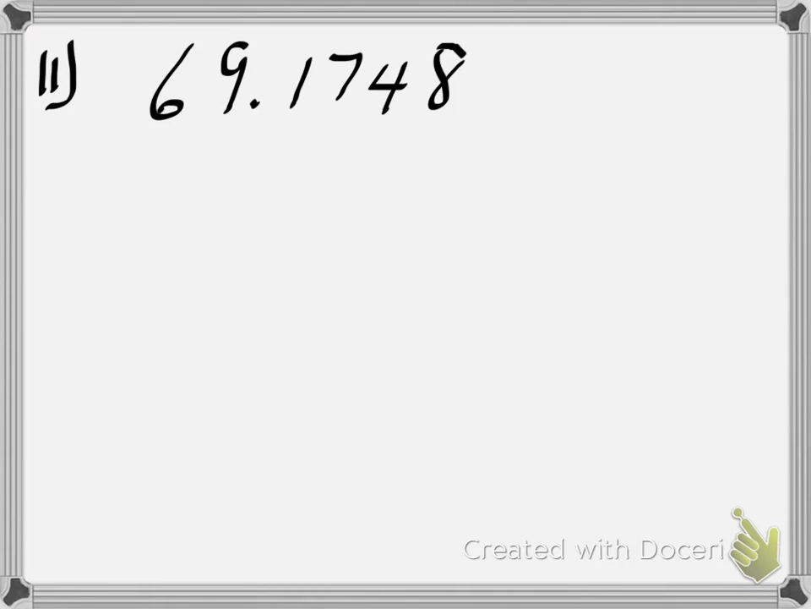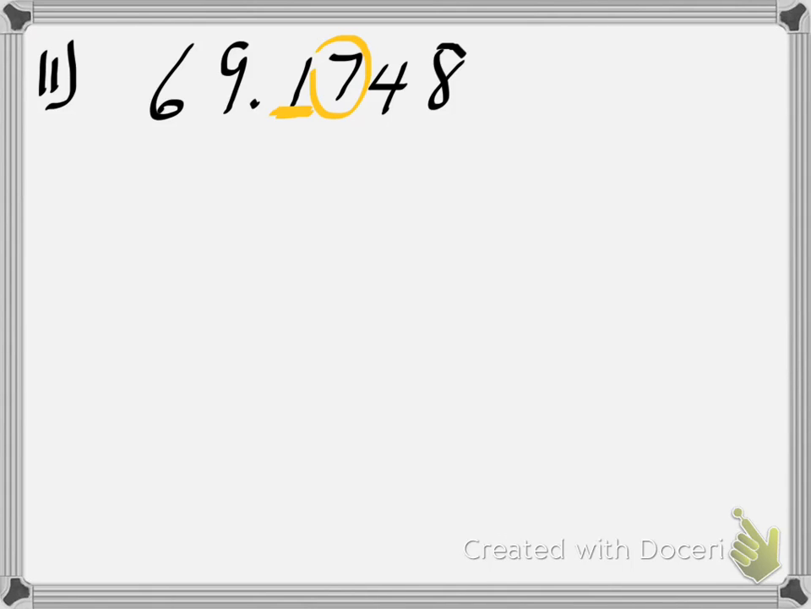On number 11, we're given this number and we're asked to round it 4 different ways. The first way that we're asked to round it is to the nearest tenth. So the tenths are right here. So we just underline the tenth and we look at the number next to it, which is the 7.